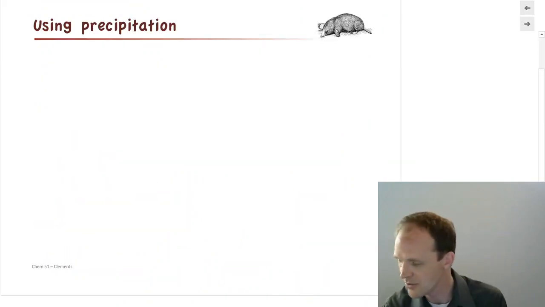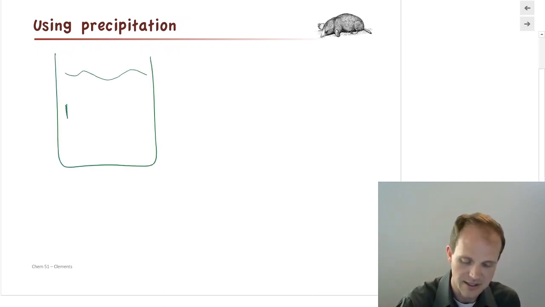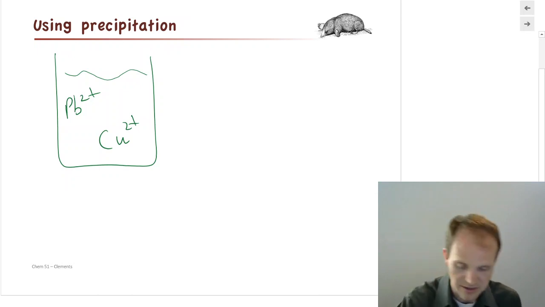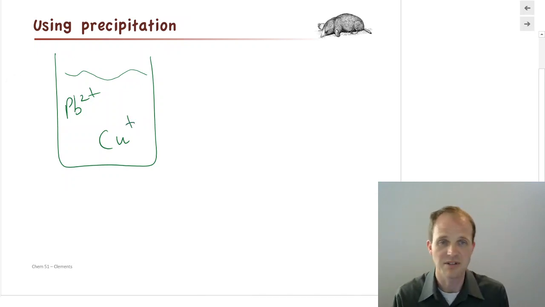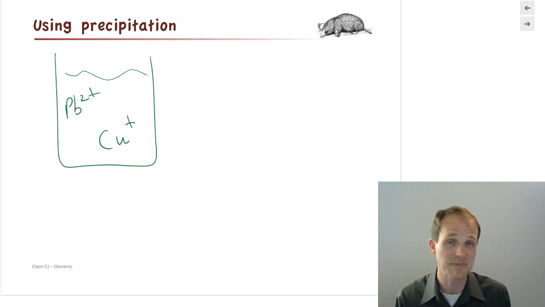All right, how are we going to use that? Let's say we had a beaker here, and it contains some lead ions, and it contains some copper ions. Now, actually, sorry, copper 1+. Now, disposing of copper ions, you can do it if you had waste. Disposing of lead ions, pretty expensive, right? Because lead's pretty nasty stuff.